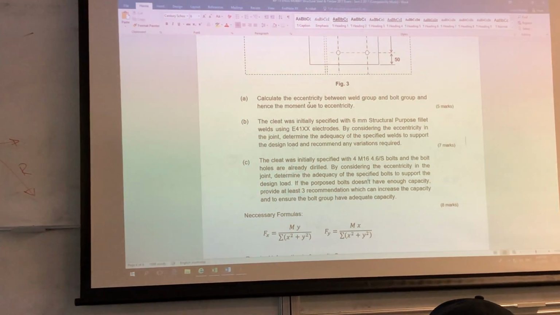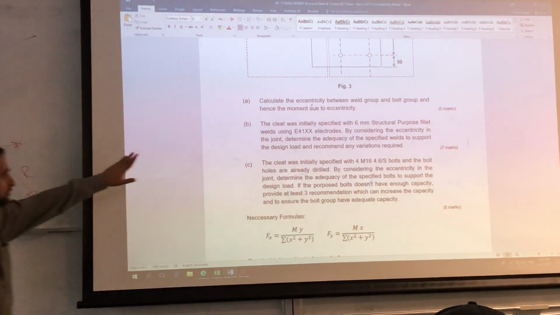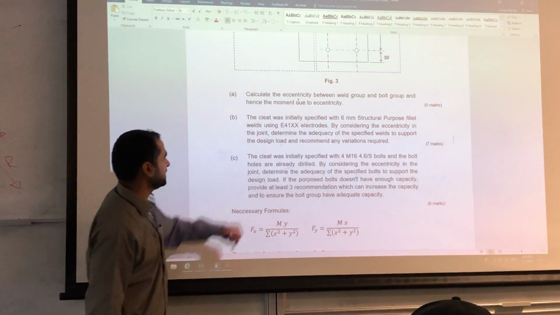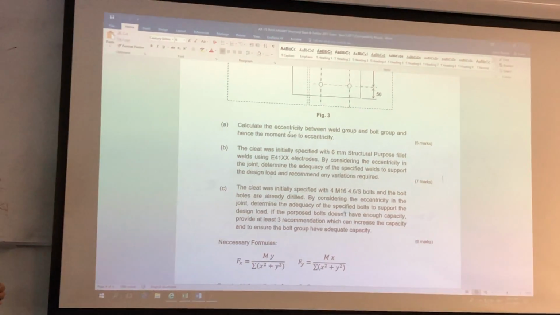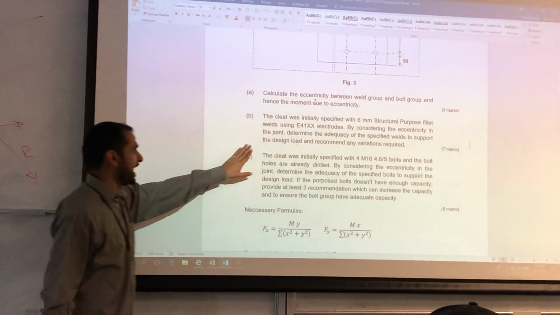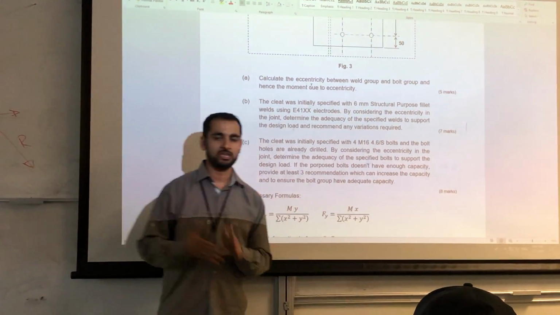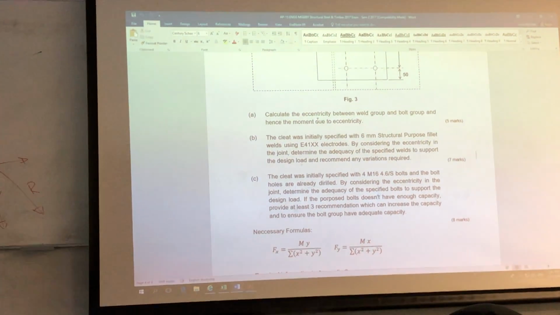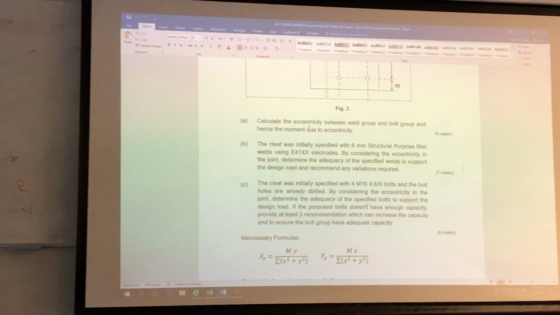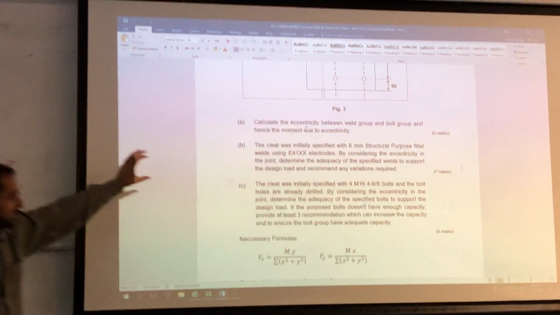So, the electrode size is given, everything is given. All you have to do, by considering the eccentricity in the joint, is determine the adequacy of the specified weld to support the design load, and recommend any variation required. So, let's say the weld fails, what do you need to do? Right? The recommendation. So that has 7 marks.